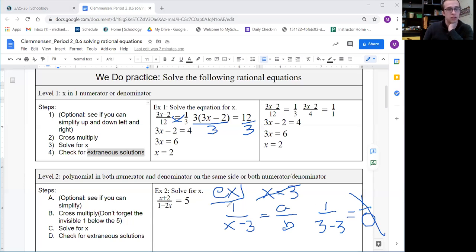So again, this was just an extra example to show an extraneous solution. It's just one that I made up in my head. It's not an actual problem that we've gone over. It's just showing what would happen if we had an extraneous solution. Any other questions?